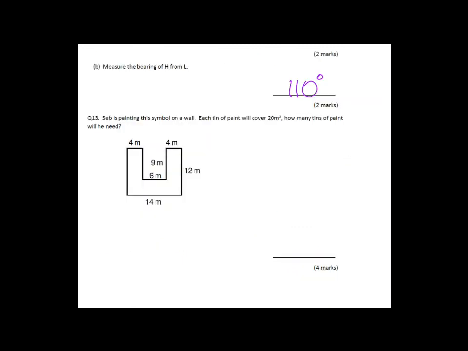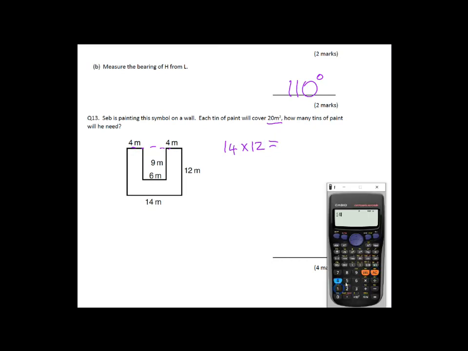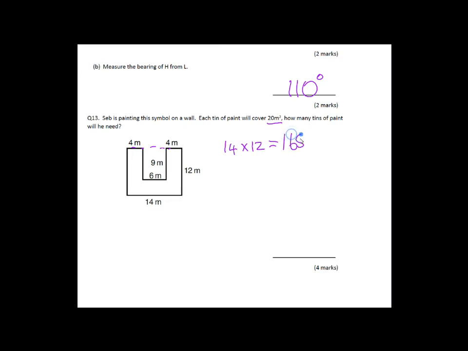Question 13. Seb is painting this symbol on a wall. Each tin of paint will cover 20 metres squared. How many tins of paint will he need? So let's start by working out the large area of the whole thing, which would be 14 by 12, which is 168 metres squared.